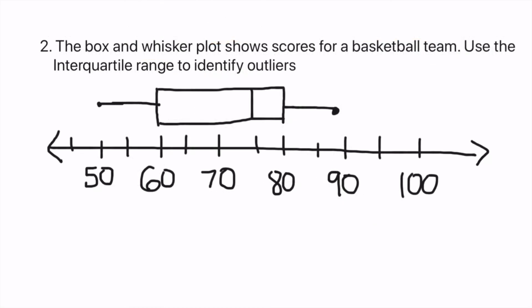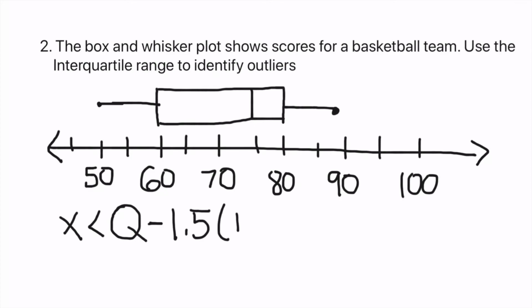Number 2, the box and whisker plot shows scores for a basketball team. Use the interquartile range to identify outliers. All right, so there is a formula we need to use to find the outliers. So one is, we say x, anything less than quartile 1 minus 1.5 times the interquartile range. So that'll give us any data that falls below over on this side is going to be an outlier. We need the interquartile range first.